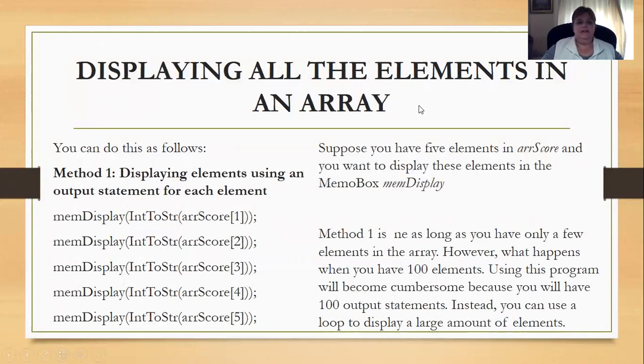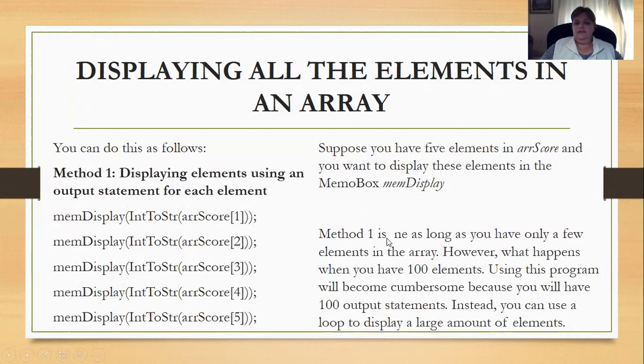Displaying all the elements in an array, there are different methods. Method 1 is displaying elements using an output statement for each element. So for example, I would use mem_display, IntToStr rScore 1, and for each of the elements I would have 1, 2, 3, 4, 5. Suppose you have 5 elements in rScore and you want to display these elements in a memo box. This would be an example.